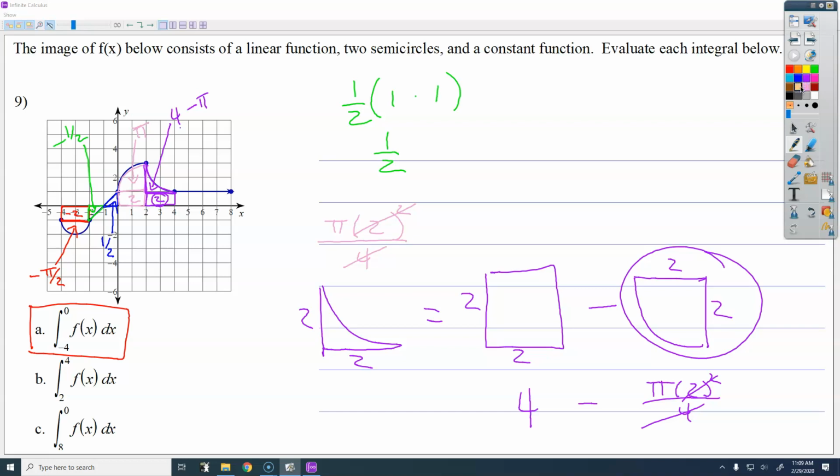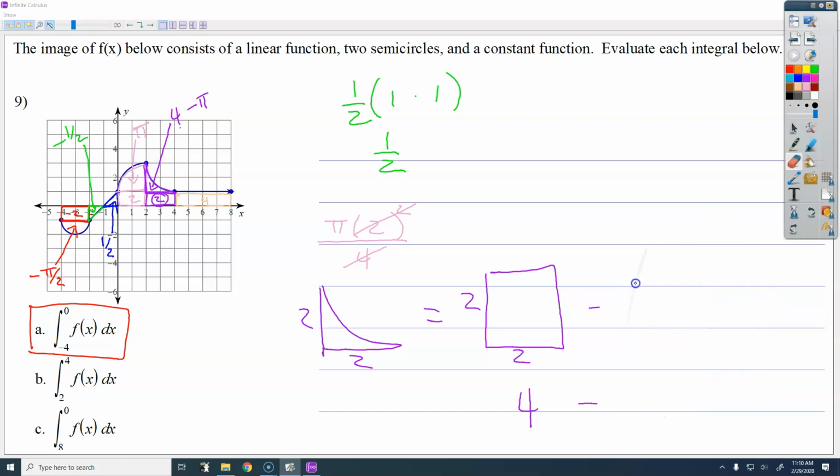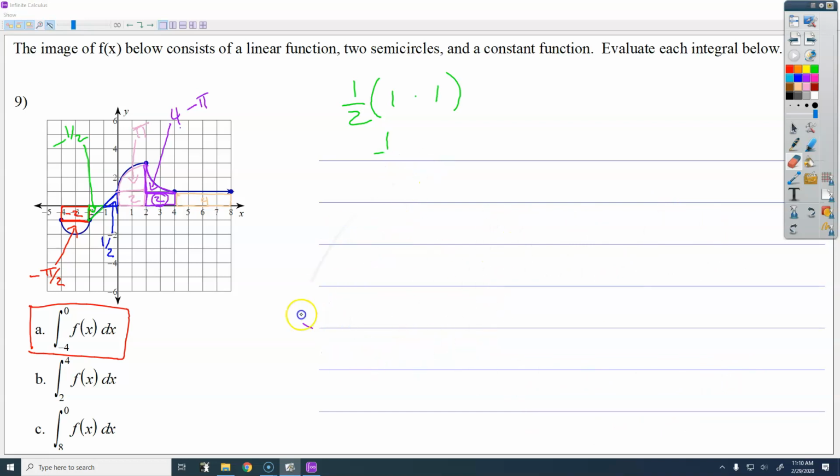Okay, the next thing we're going to look at is from here to here. That's an area of 4. Okay, so we've got all of our little area pieces figured out here. Now we can go through and just start answering the questions. So I'm going to start with part A.